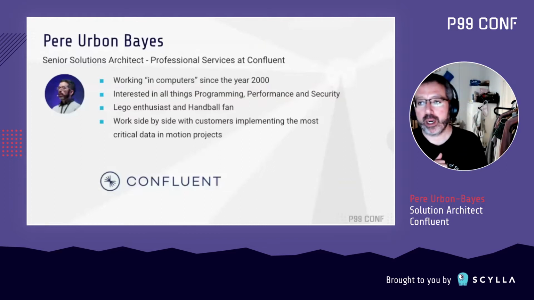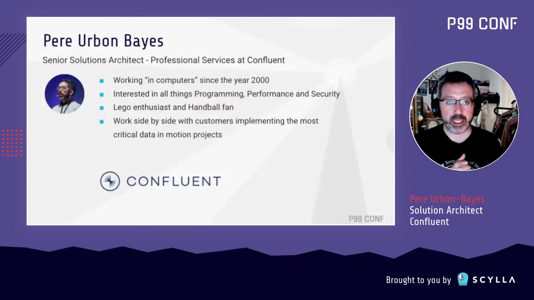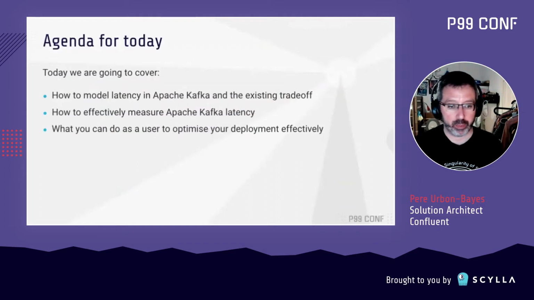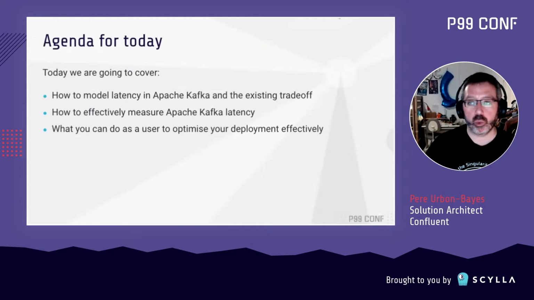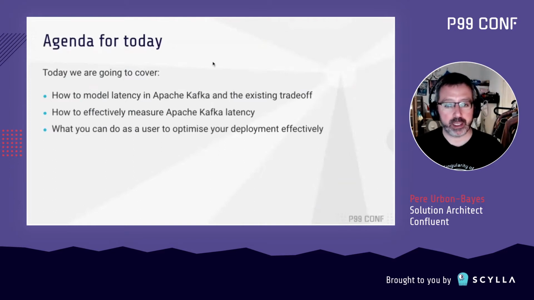So what we're going to do today is cover a model to understand latency in Apache Kafka, and its trade-offs. Because Kafka is a very distributed system that can sometimes be really complex to understand. We are going to see a way to effectively measure latency, and how things are measured and taken into account. And then we are going to think a little bit about what you do as a user to optimize performance or the bottlenecks that we might have.